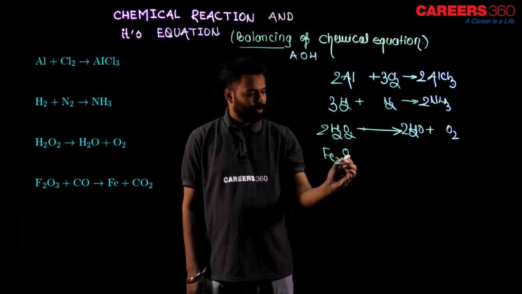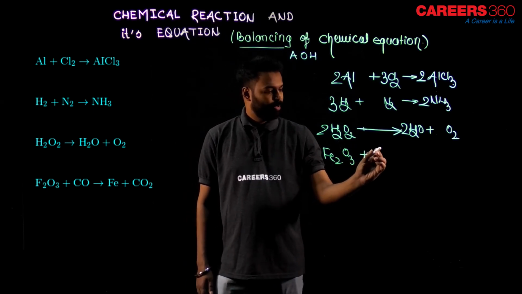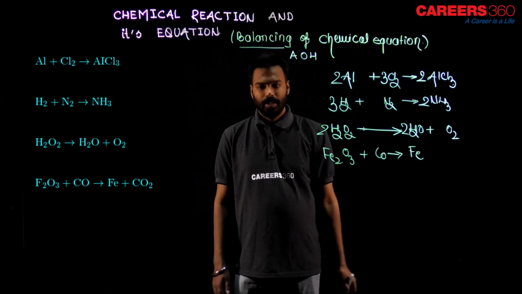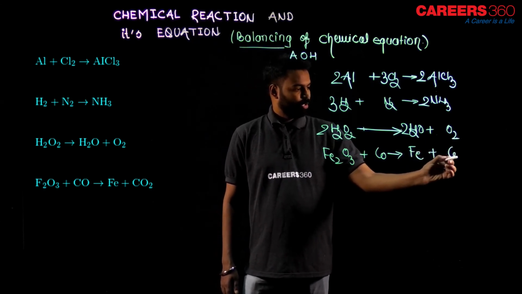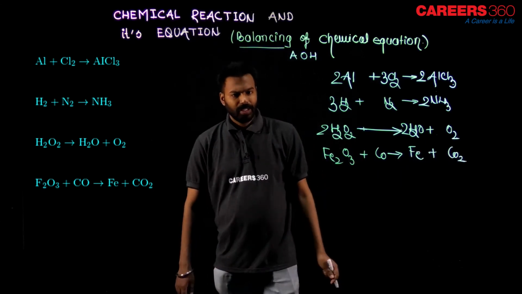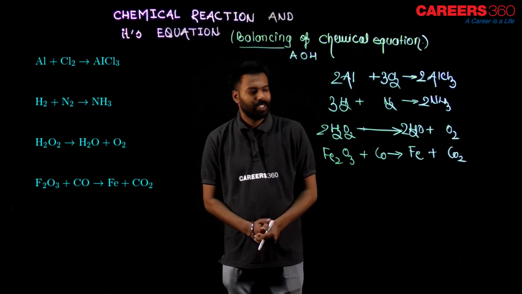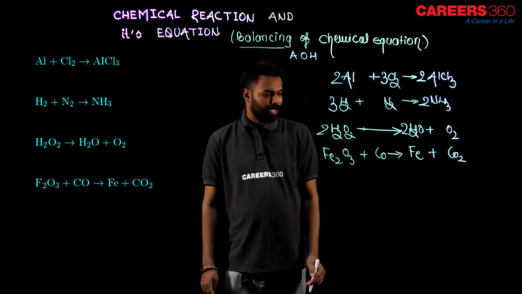Fe2O3 plus CO goes to Fe plus CO2. Now I think you are trained. Okay, you know very well how to balance the chemical equation. I am doing it directly.